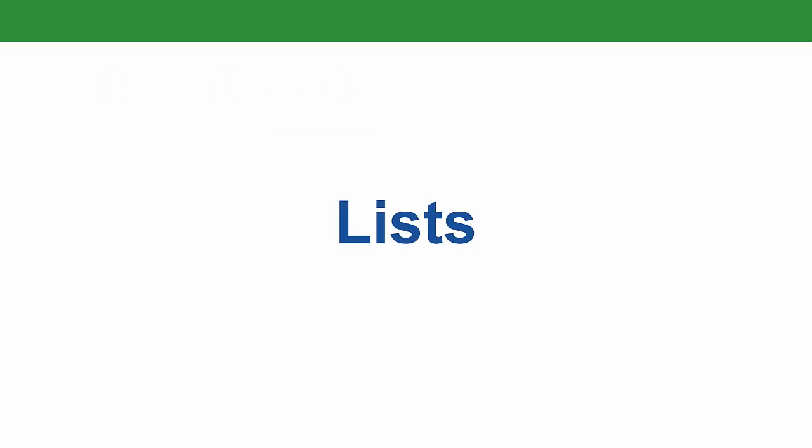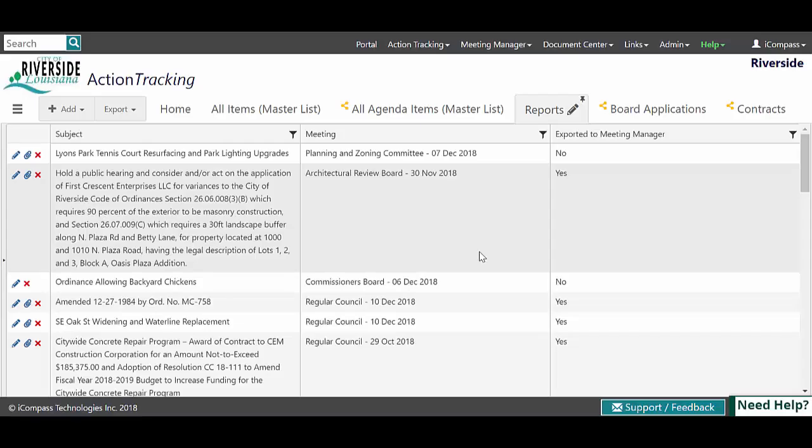Lists. I use lists to see items and reports that are relevant to me and my department. I also get to choose which columns display in a list so I can see the information that is most relevant.